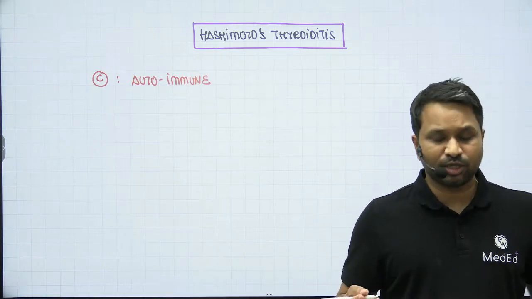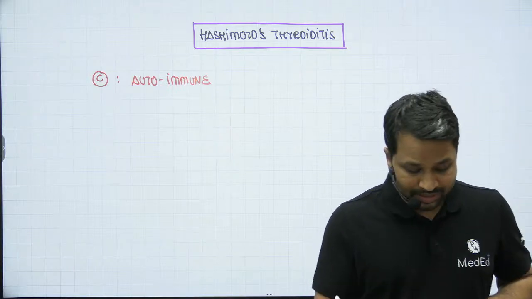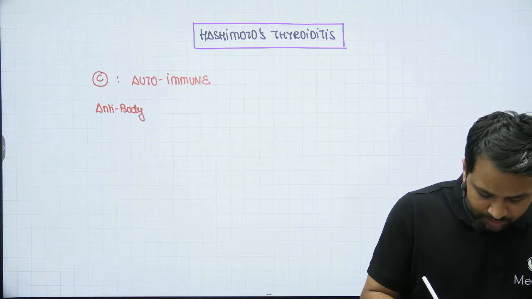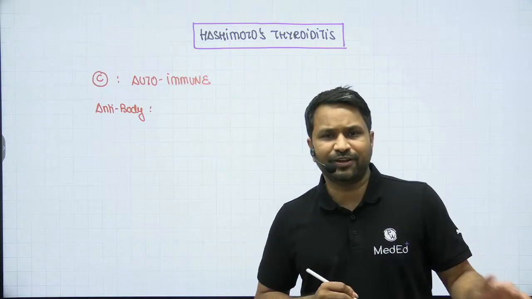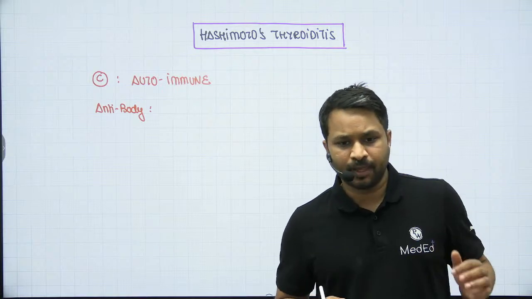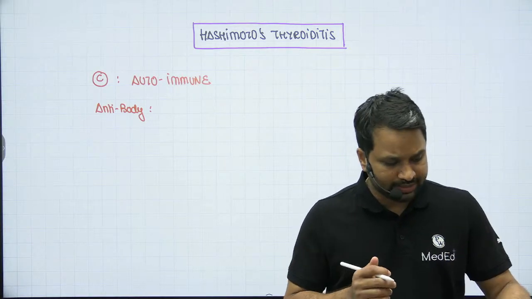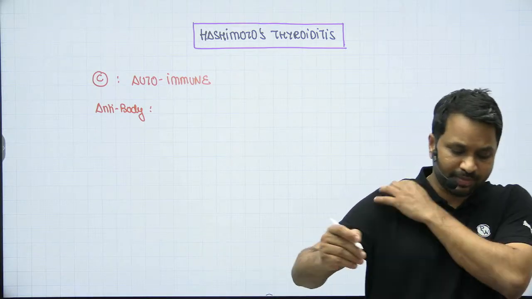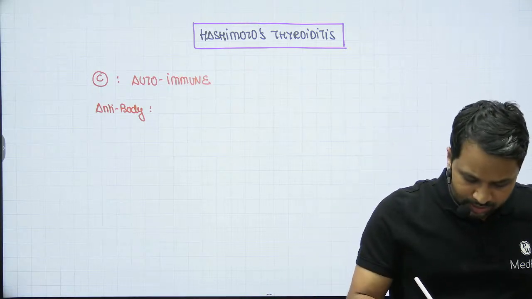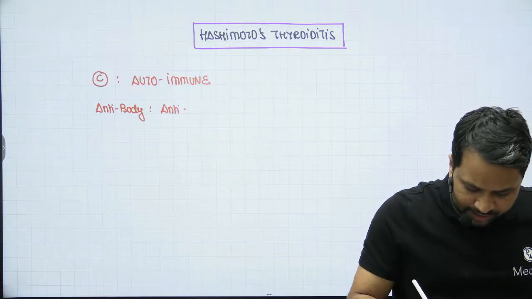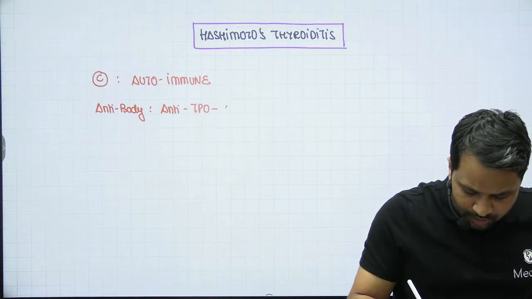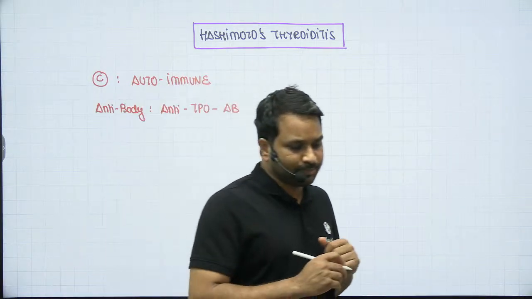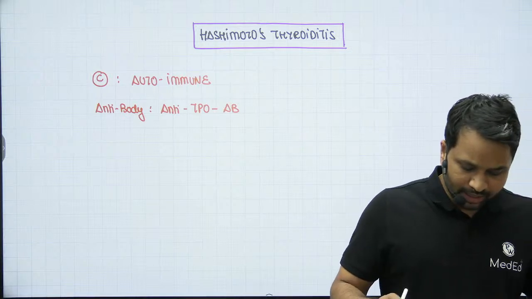Whenever we say it is an autoimmune disorder, it will be associated with an antibody. Can anybody tell me what antibody is associated with Hashimoto's thyroiditis? Quick feedback. Osama, you are correct, it is an autoimmune disorder. So it is the anti-thyroperoxidase, that is the anti-TPO antibody. Rahul, you are absolutely correct. It is an anti-TPO antibody.